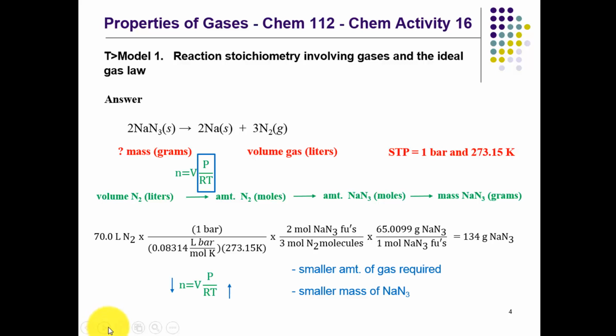And of course, we could work this out by replacing an exact value of temperature right here for whatever temperature we're interested in. So this is a standard example of how to apply the ideal gas law to reaction stoichiometry. Let's look at a couple of other representative examples.